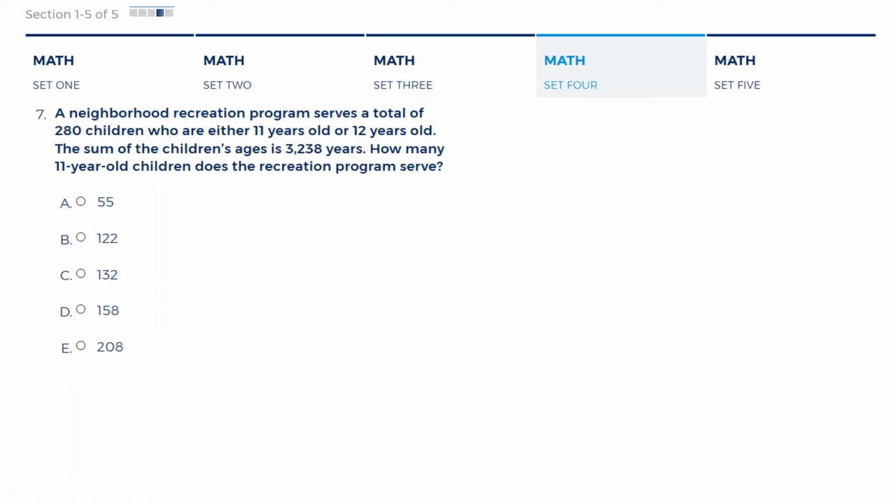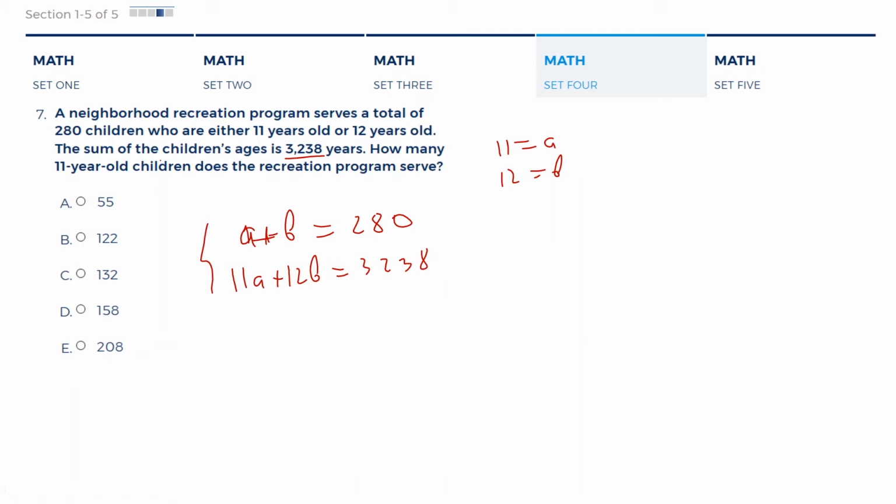Next, a neighborhood recreation program serves a total of 280 children who are either 11 or 12 years old. Great problem. Oh, we had set 4, nice, great. I didn't notice. Some of the children's ages sum to 3238. Okay, good. So let's assume that 11-year-olds is A and 12-year-olds is B. So we know that A plus B is equal to 280. We also know that 11A plus 12B, the total number of years, is equal to 3238. Let's multiply the top equation by 11. So we got 11A, guys, I'm again trying to do this as fast as I can. 280 multiplied by 11 is 2800 plus 280, so that is 3080. And this is 3238.